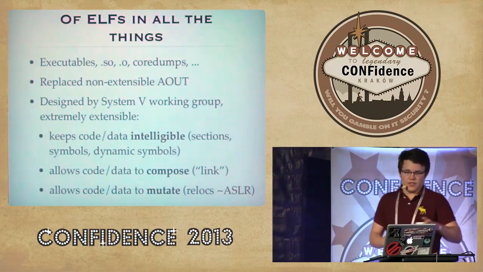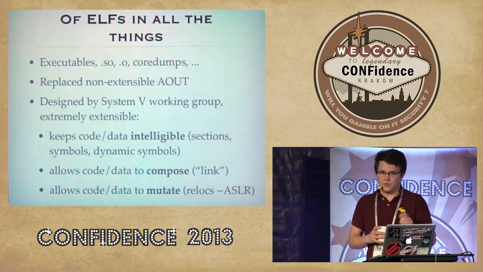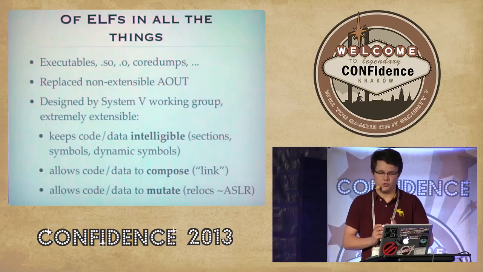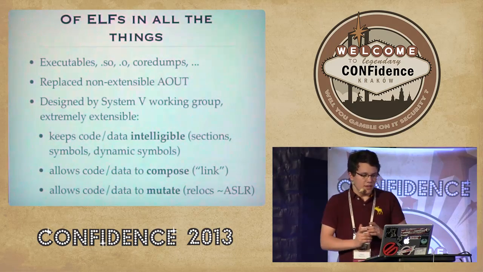So on most Unixes, ELF is used for a variety of things. It's used both for storing executables and shared object files, but also for all of the intermediate object files that come in your compilation toolchain, in addition to core dumps and other things like kernel files.